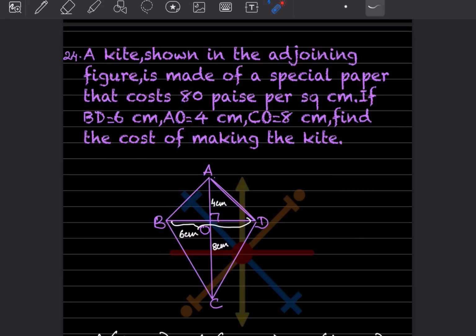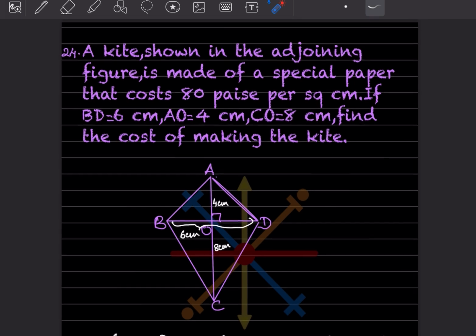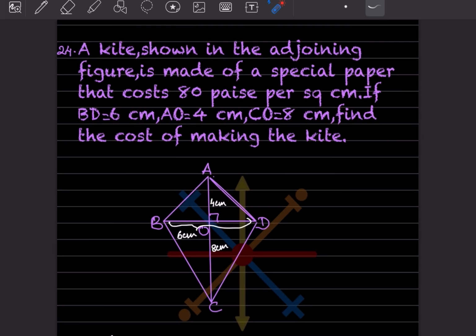So here we can see a kite shown in the adjoining figure is made of a special paper that costs 80 paise per square centimeter. If BD is equal to 6 centimeter, AO is equal to 4 centimeter, and CO is equal to 8 centimeter, find the cost of making the kite.